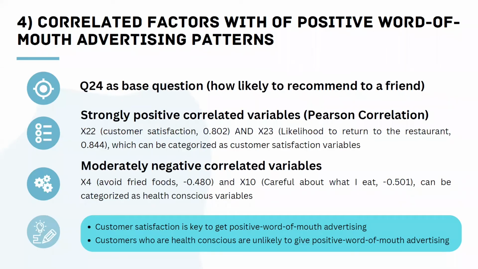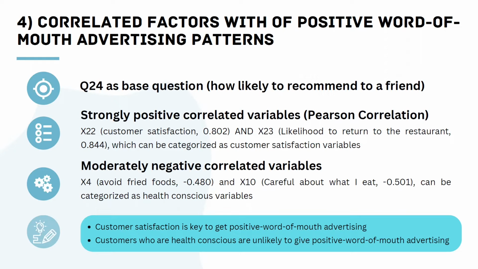Moving on to the fourth research objective, this talks about the correlated factors of positive word of mouth advertising patterns. We went ahead by taking question 24 as a base question, which talks about how likely you are to recommend Santa Fe Grill to a friend. This was looked at by following the cross tabulation data of the SPSS output.